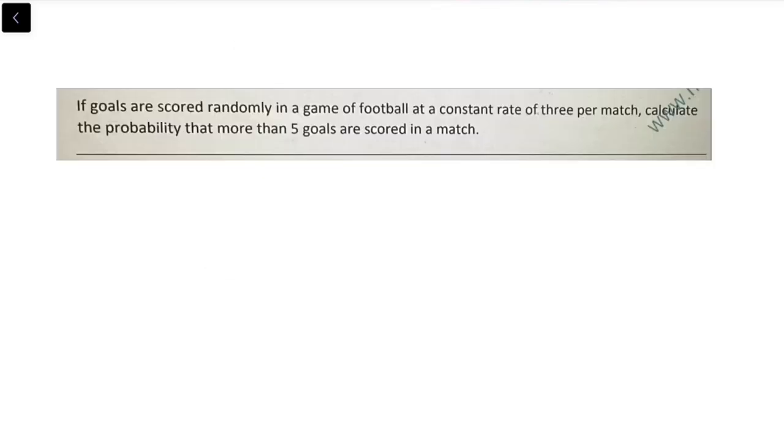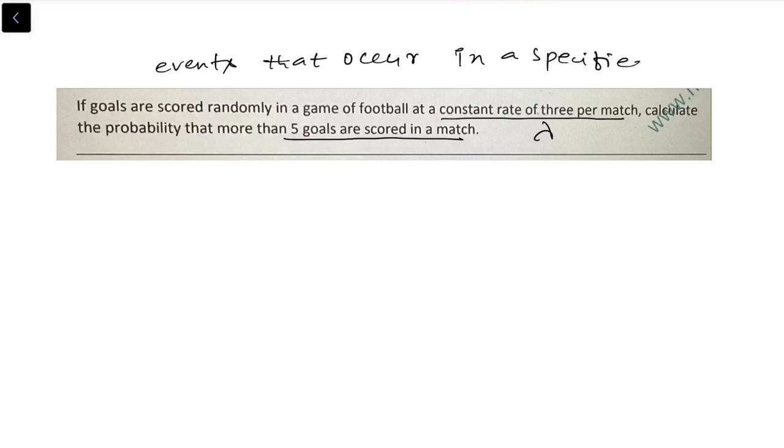Now let's do one example. If goals are scored randomly in a game of football match at a constant rate of 3 per match, so this is lambda, calculate the probability that more than 5 goals are scored in a match. So this is talking about the kind of events that occur in a specified time interval, and the events are independent. So you can also remember this: Poisson distribution models the number of events that occur in a specified time interval, and these events are independent.